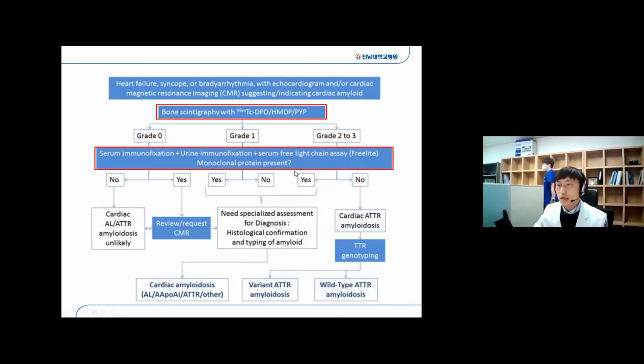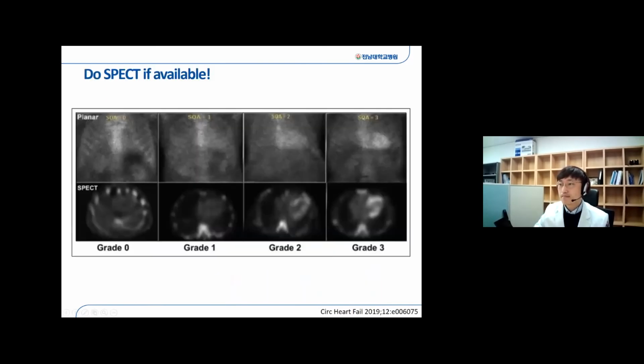So in this diagnostic algorithm, if the patient is clinically suggestive of having cardiac amyloid, the bone scintigraphy can be performed. Additionally, the patient's serum or urine immunofixation or light chain assay should be considered to exclude the false positive finding from AL cardiac amyloidosis, which can be seen in 6 to 20%. Another recommendation is to please use the SPECT imaging if available.